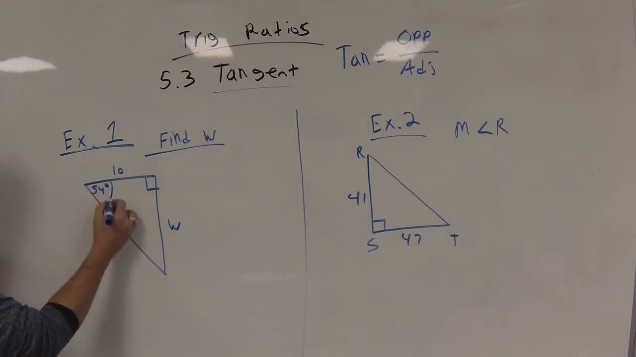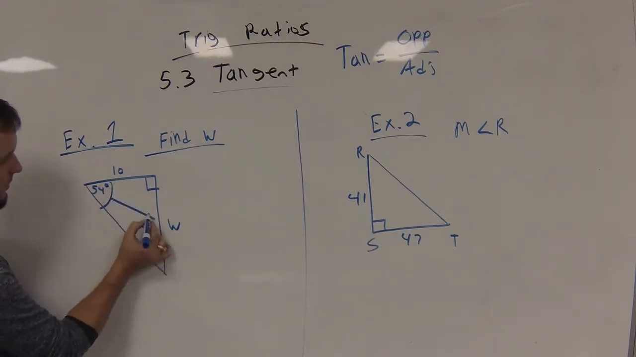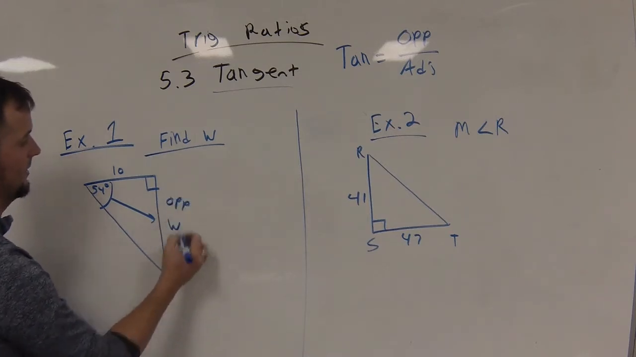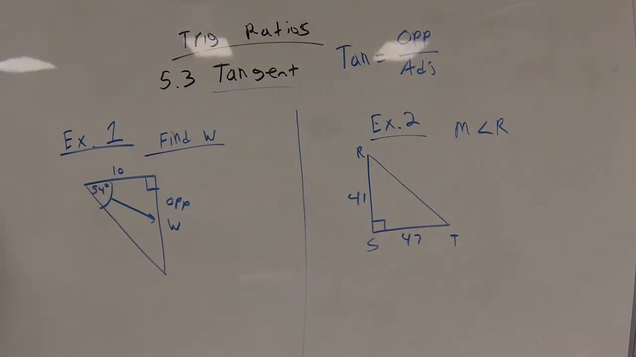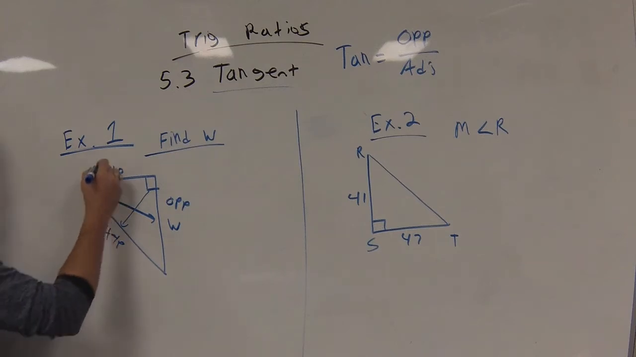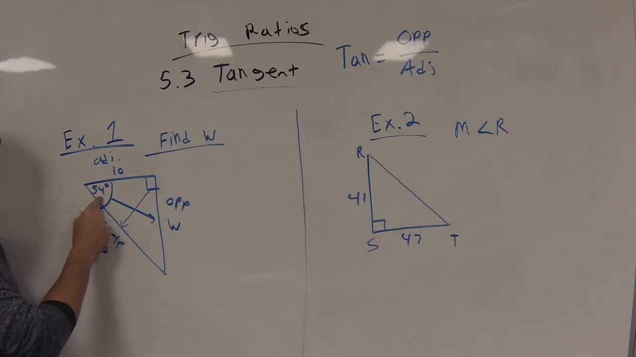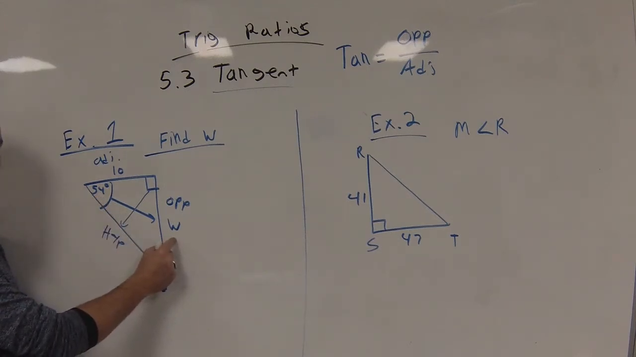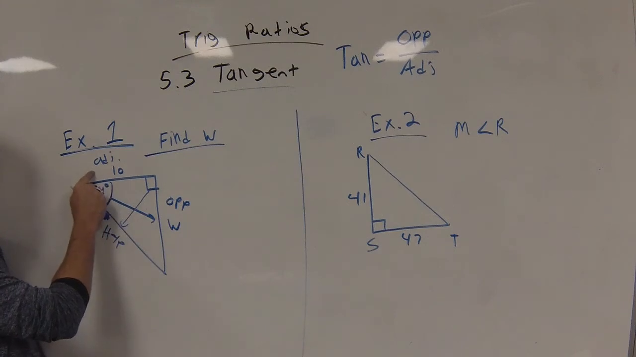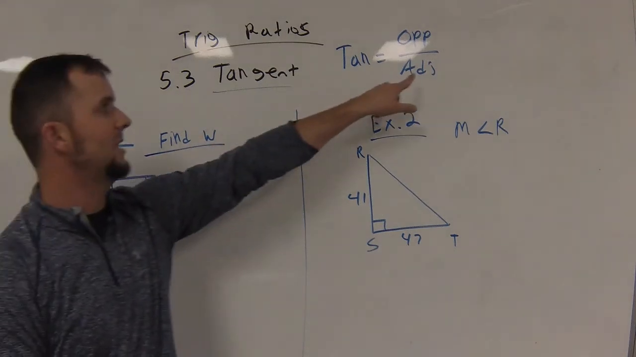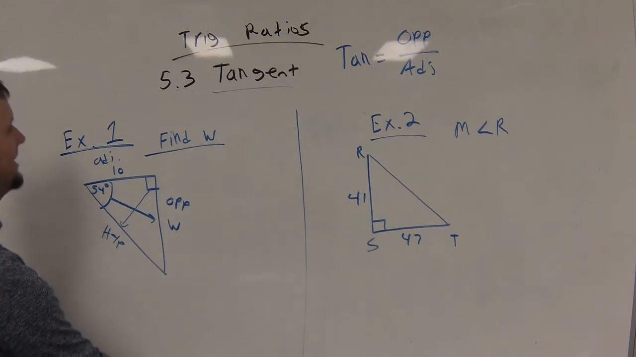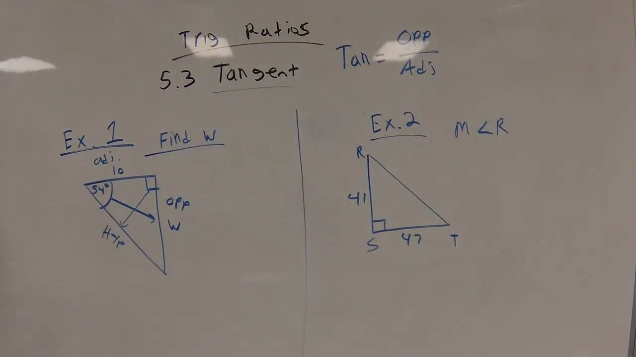So angle 54, if we look at it from here, I know this side all the way across is always going to be your opposite. Opposite of your right angle is always going to be your hypotenuse, correct? And then the third side that we have not named yet is always going to be your adjacent side. So right now, I have angle 54. I want to find the opposite side, and I know the adjacent side. Opposite, adjacent, that matches my tangent ratio. So I am going to use tangent to help me find the side W here.